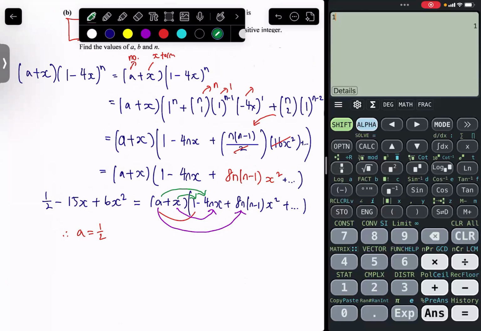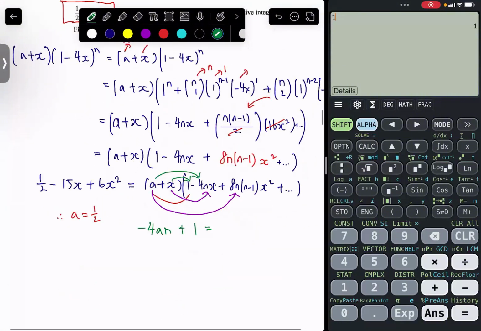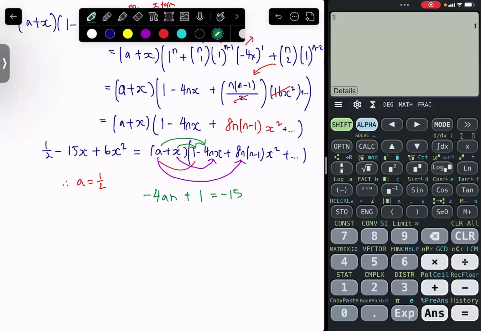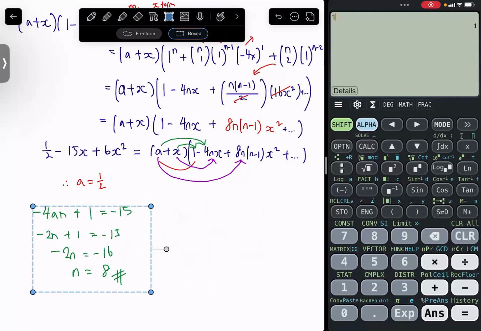a multiplied by −4n gives −4an, plus 1, equals −15. Now a is 1/2, so we have −2n + 1 = −15. −2n = −16, so n equals 8. Yes, we can actually solve for n first. So n is solved.